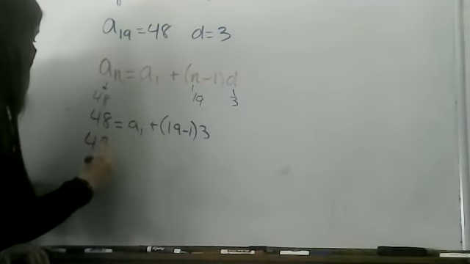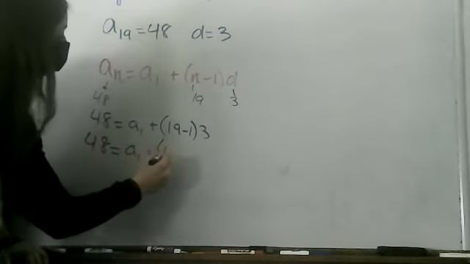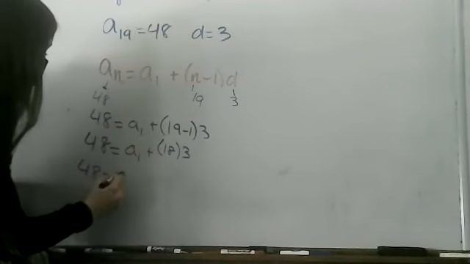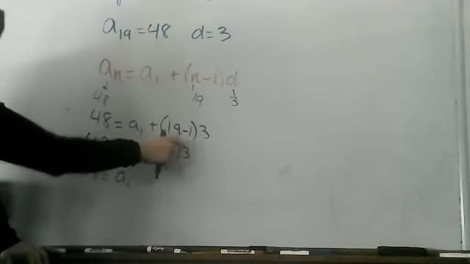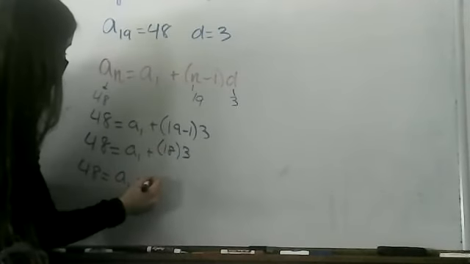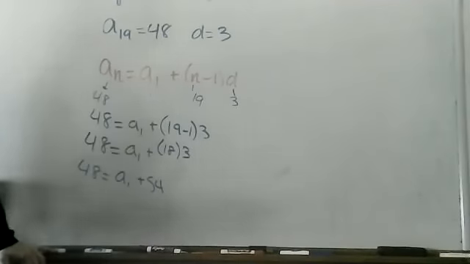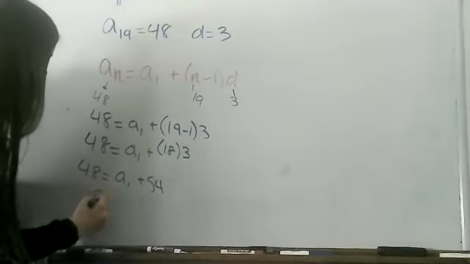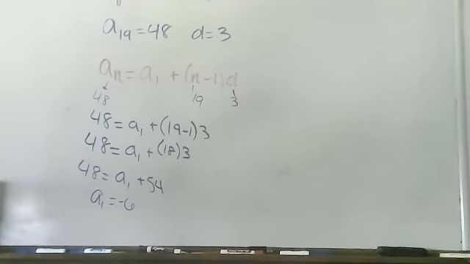Okay, so you should have got 48 equals A sub 1 plus 18 times 3, which would be 48 equals A sub 1 plus 54. Where did the 18 come from? 19 minus 1. Okay. Good, it took me a second. I'm a little rusty on my math right now. So A sub 1 equals -6.